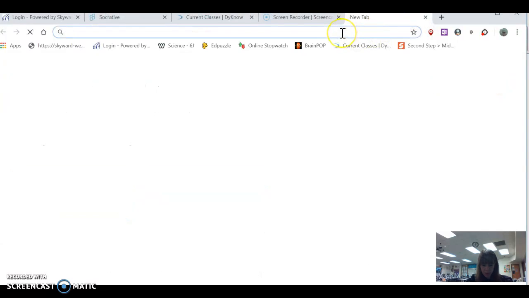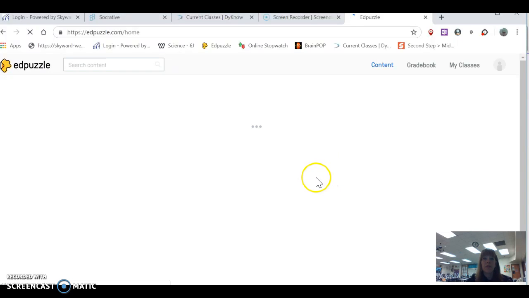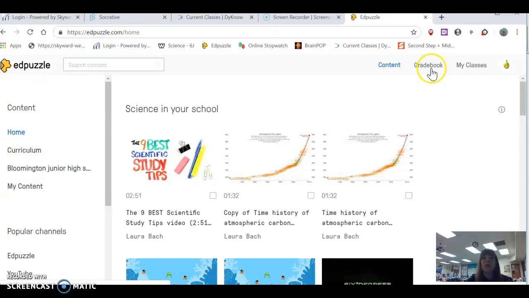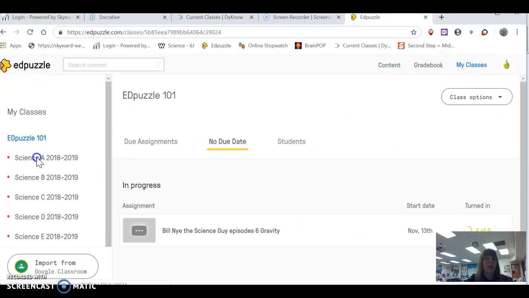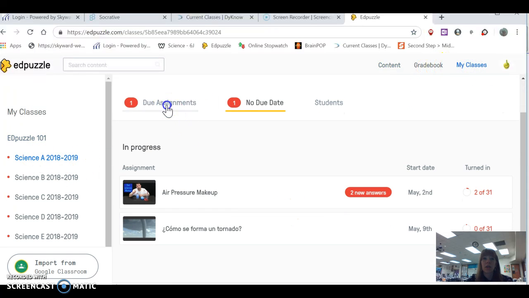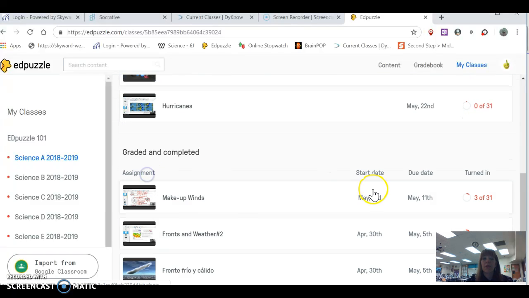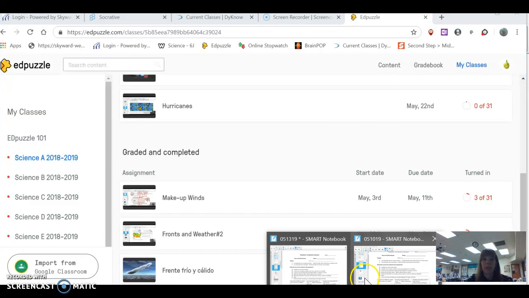I've also made lots of Edpuzzles. When you go to edpuzzle.com, there's lots of Edpuzzles. I've cleaned out your Edpuzzle so that all that's in there are things that you can use to study. So you can use any of these. These can help you make sure that you're prepared for your test.